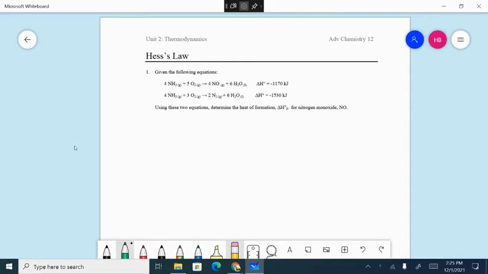Okay, this has a couple different aspects to it. So this is a Hess's law problem with a couple different twists to it. So it says, given the following equations, so we still have some given equations. And then it says, using these two equations, determine the heat of formation for nitrogen monoxide. You might say, well, they didn't even give us an equation.